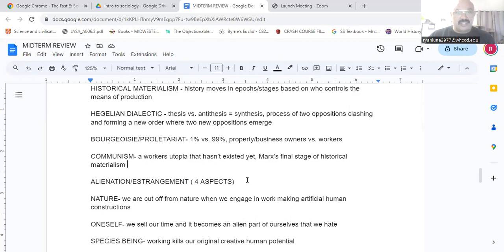Hegelian dialectic. Just think like a yin yang, opposite. Black and white teardrop or fish. Thesis versus antithesis equals synthesis. What does this mean? Process of two oppositions clashing and forming a new order where two new oppositions emerge. So just think dialectic, opposite. Okay. It's sort of a philosophical tool to learn a method of approaching material, but just think for our test, it just means opposite, dialectic.